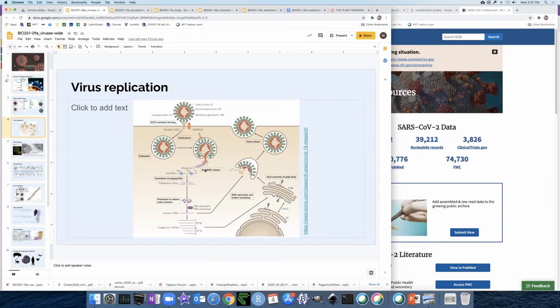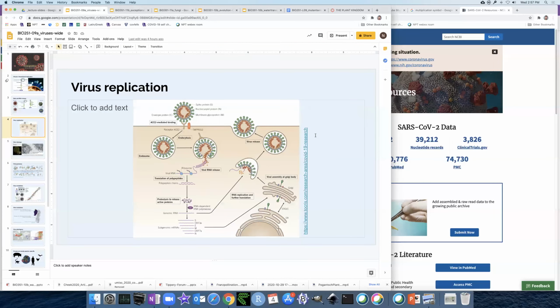The RNA was the native form of the nucleotides, the nucleic acid inside of the coronavirus. So that RNA is ready to go, and it can be translated as being shown here.